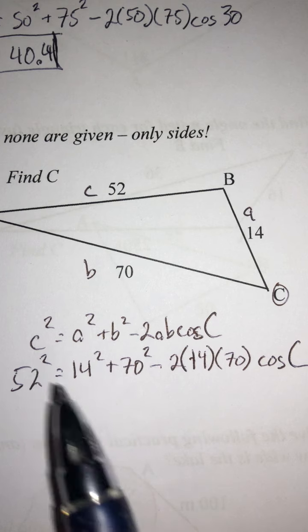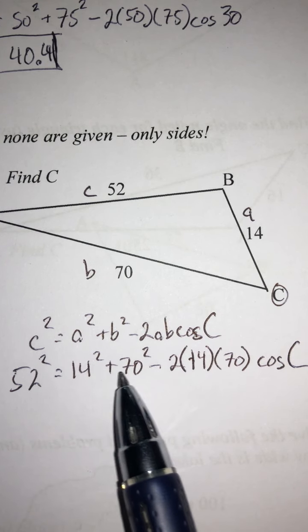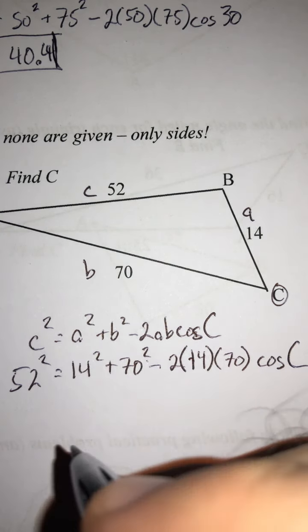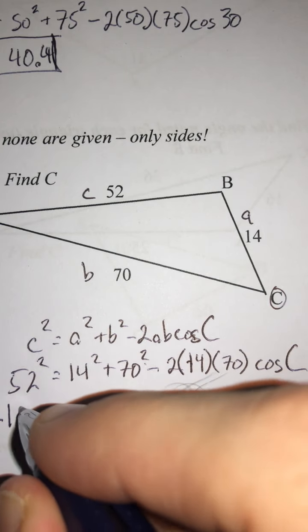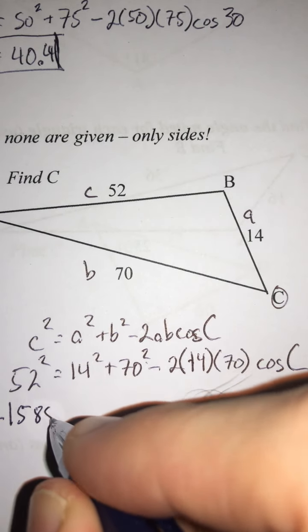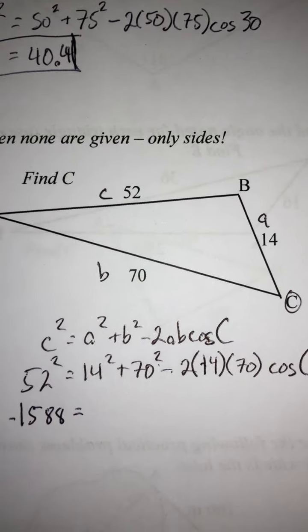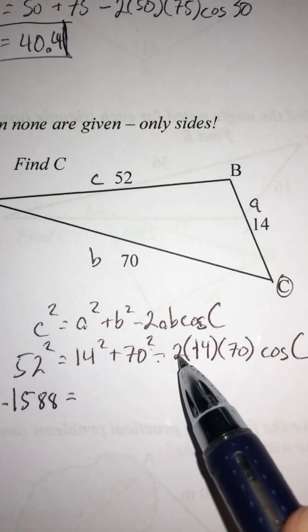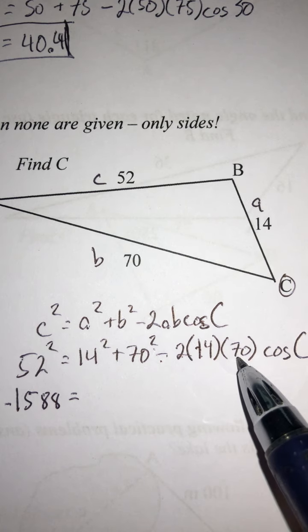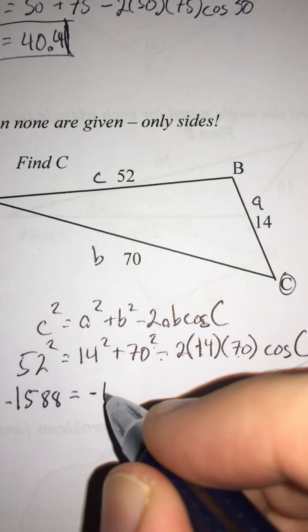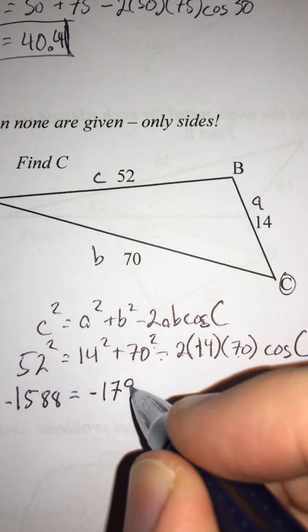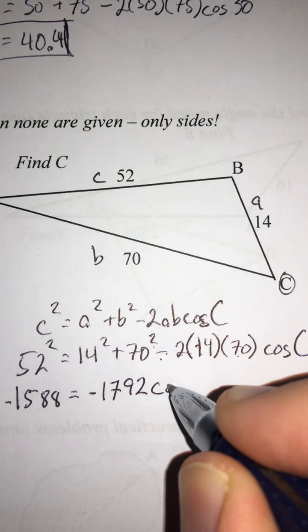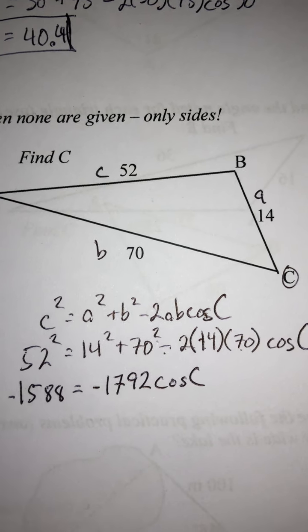So in order to do this, first I'm going to subtract the squares. So 52 squared minus 14 squared minus 70 squared. This would give us negative 1,588 equals, and negative 2 times 14 times 70, so I multiplied those together, I get negative 1,792 times cos capital C.